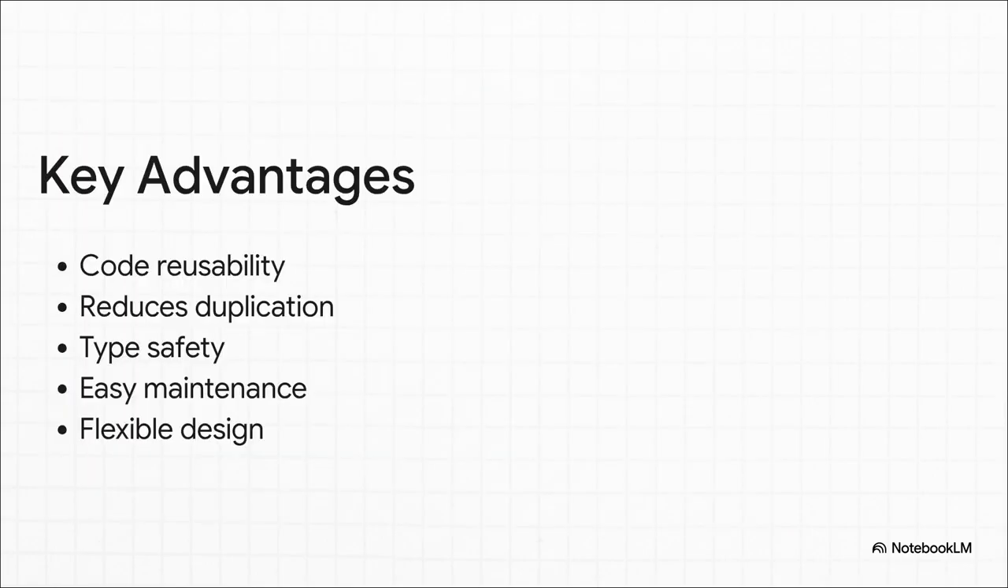And the benefits? Oh, they are huge. I mean, of course you get code reusability and way less duplication, that's the obvious one. But what's really cool is you also get type safety. The compiler is still checking everything for you at compile time, so you're not sacrificing safety for convenience. All this adds up to code that's just way easier to maintain and so much more flexible.